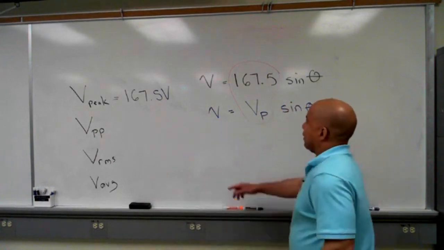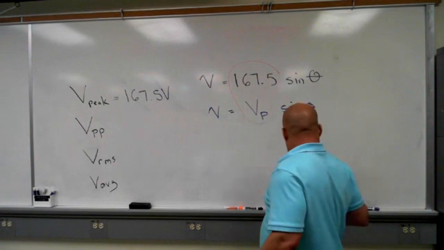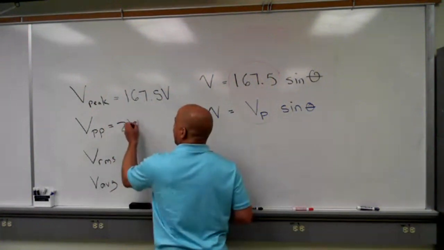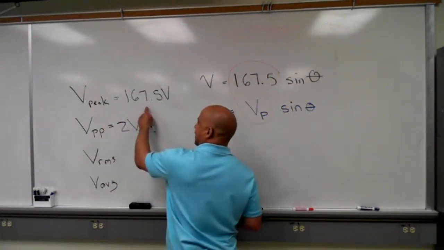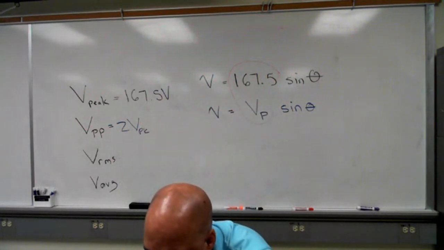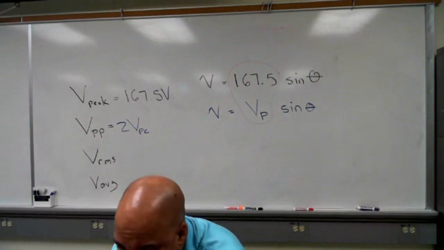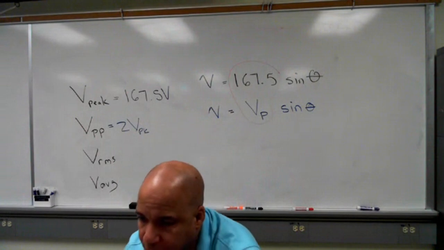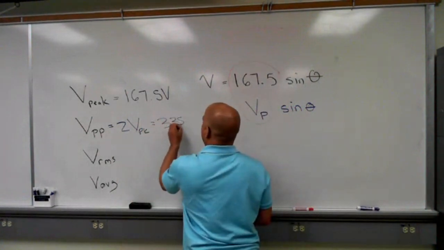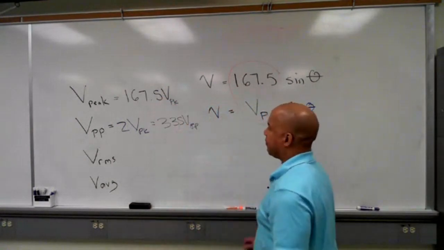Okay, so we got the peak value by inspection, by just looking at it. The peak-to-peak value is just twice the peak value. So I have to take this and multiply by 2. If you take 167.5 and multiply that by 2, I get 335 volts. This would be the peak-to-peak value.